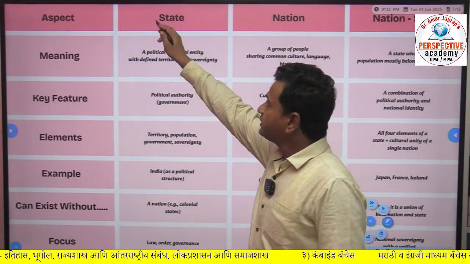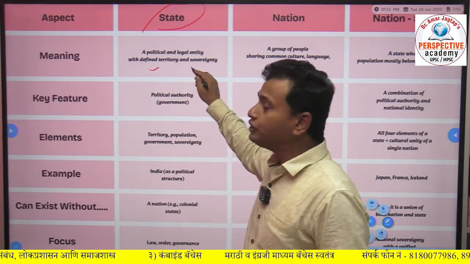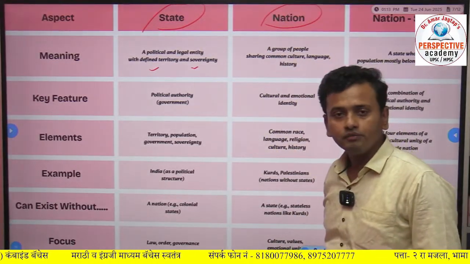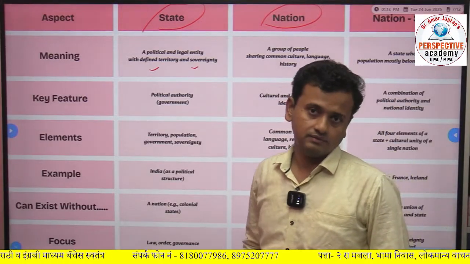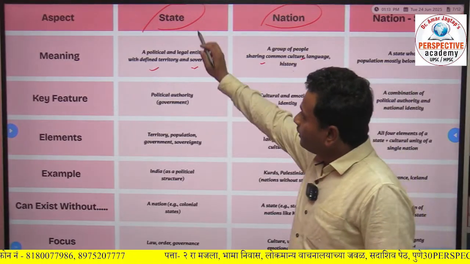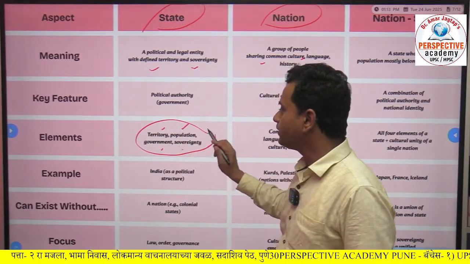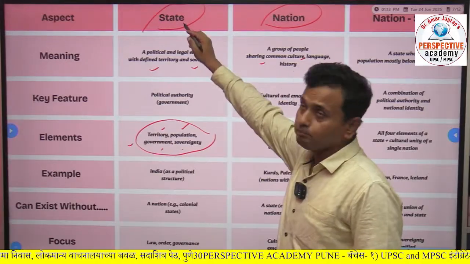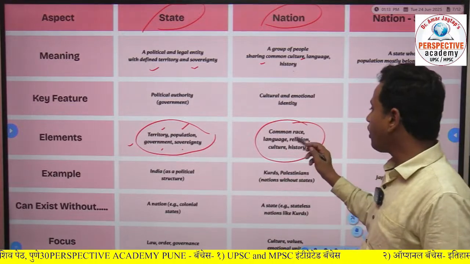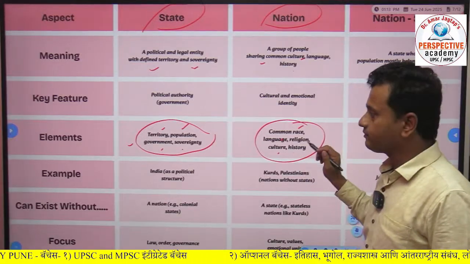Clear? First, state. What is state? A state is a political legal entity with defined territory and sovereignty. And unlike state, nation is a group of people who have common culture, common history and common language. Clear? State consists of 4 elements: territory, population, government and sovereignty. These 4 elements are part of state and not nation. Nation has some elements which are common to that group, that is race, religion, language, culture and history.